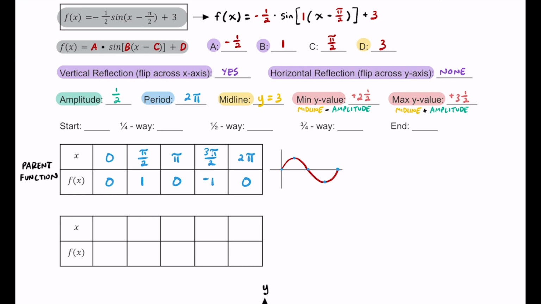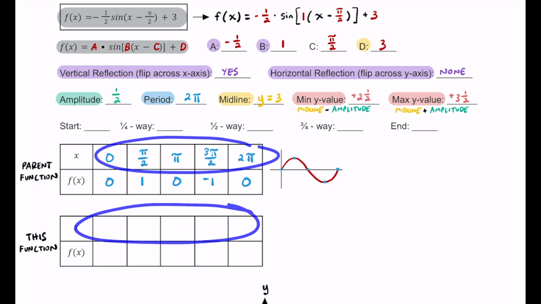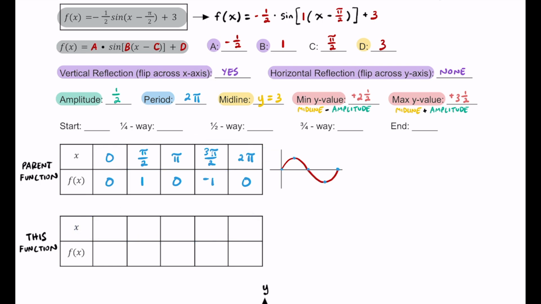Now, while that's the parent function, let's talk about this function. To go from these original x values from the parent function to these new x values, let's take each of these x values and add pi over 2. So we have 0 here originally, plus pi over 2. That's going to the right, so that's now pi over 2 instead of 0. Then we take this pi over 2 and add another pi over 2, so half plus a half, that's a whole pi.